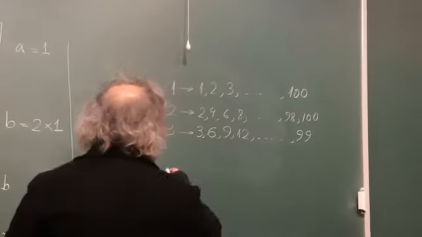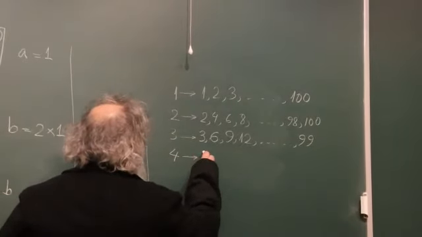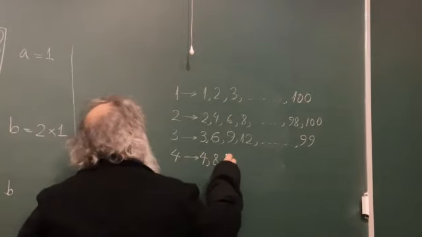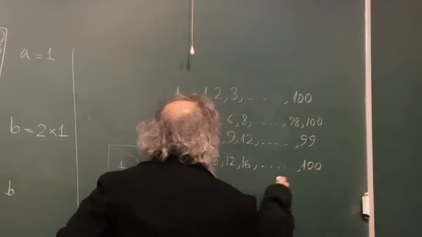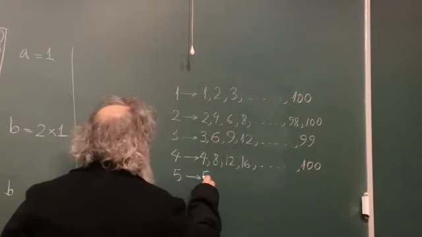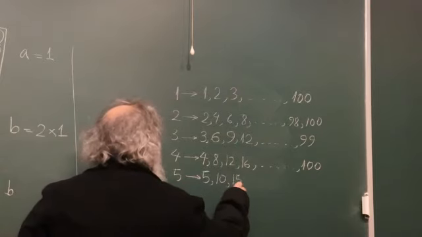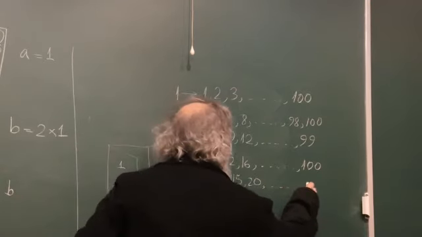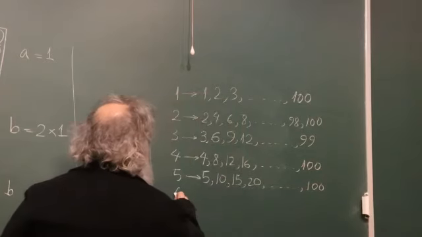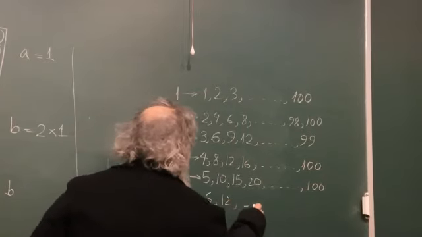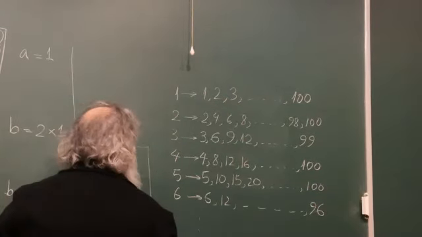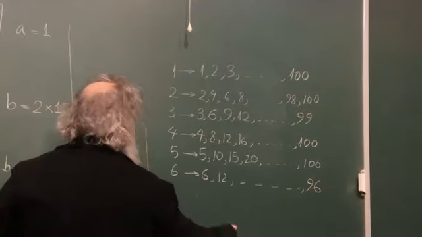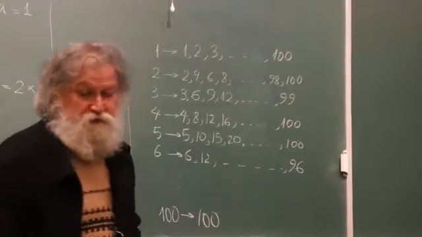Okay? The fourth one intervenes to the lockers number 4, 8, 12, 16, and so on. Divisible by 4, only the ones divisible by 4. And the fifth one, the ones divisible by 5. Sixth one divisible by 6. 96 the last one, okay? And so on. And the last one, of course, only intervenes to the locker number 100.